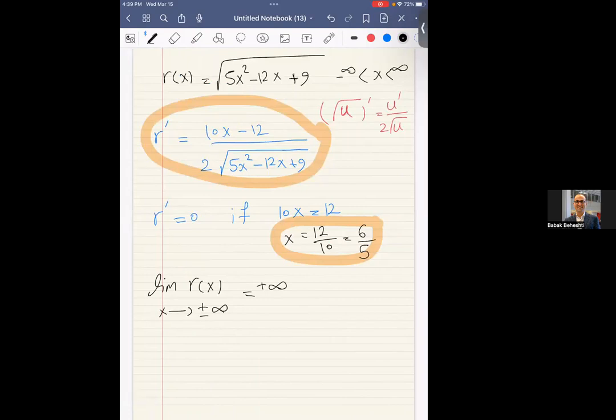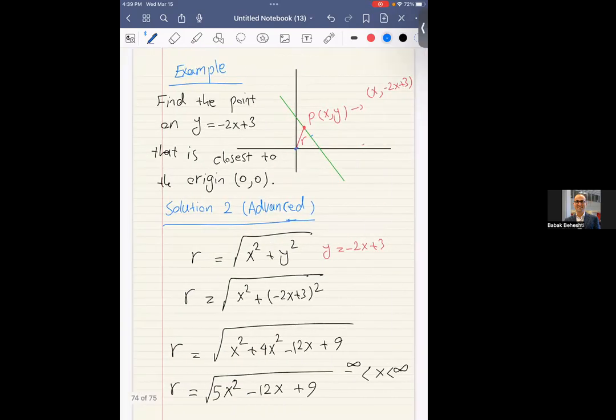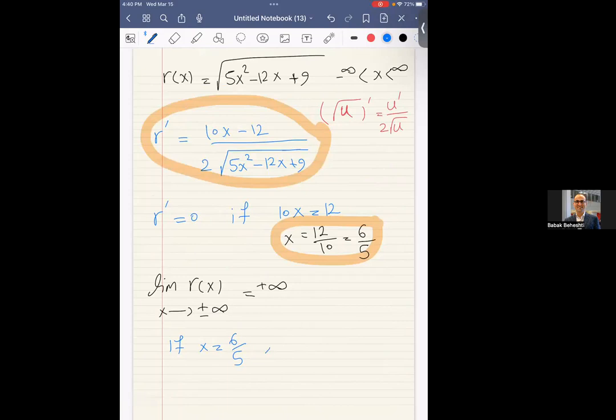Now, what is y? If x equal to 6 over 5, remember the equation of the line, y equal to minus 2x plus 3. So y would be equal to minus 12 over 5 plus 3, which is equal to 3 over 5. So here the point that I have is the point 6 over 5 and 3 over 5. Exactly similar answer using elementary math.